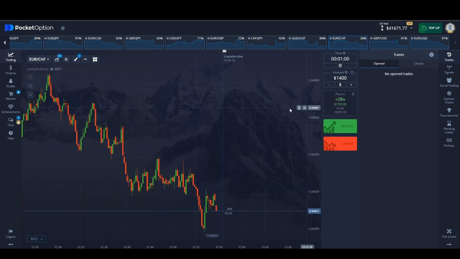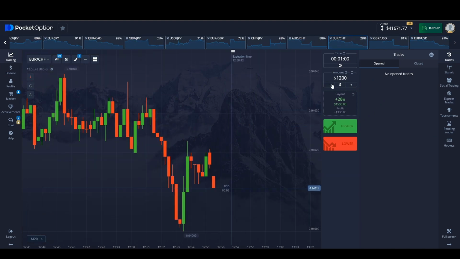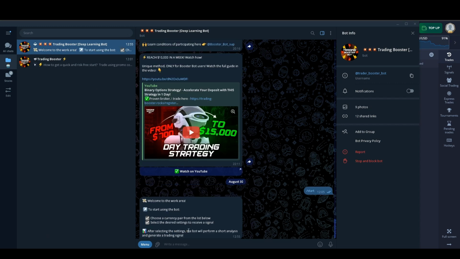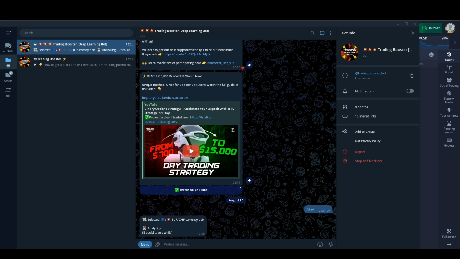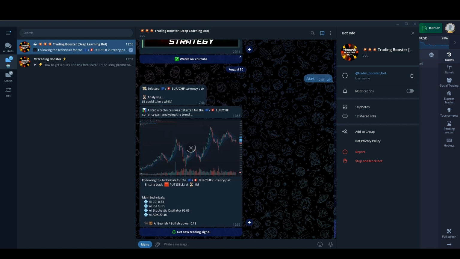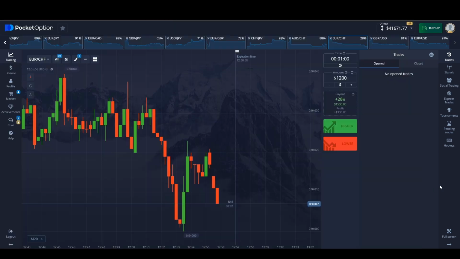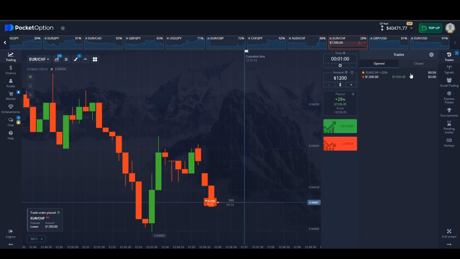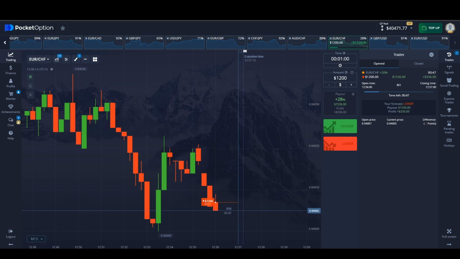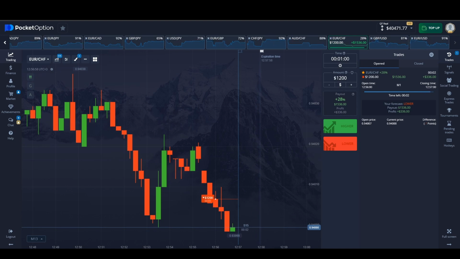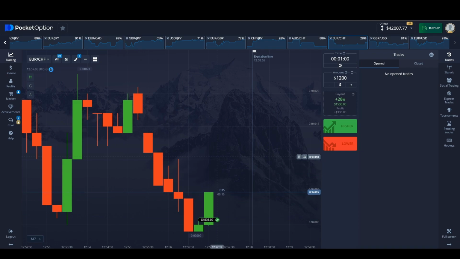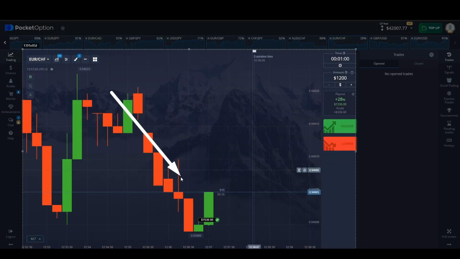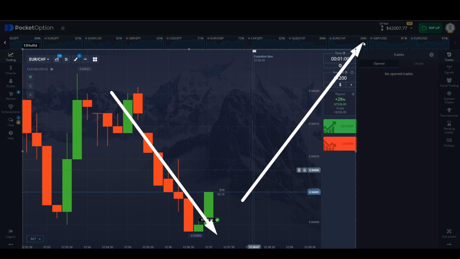For example, I choose the euro, the Swiss franc. I choose $1,200, I go to the booster bot, I click on get a new signal. I choose this currency pair and the time to trade is 1 minute. I get a sell signal, and I open a sell trade right from here for 1 minute. As you can see, a very nice, confident and fast move, because it is easy to analyze and a very predictable movement, and accordingly the payout on this currency pair is very small, 28%.